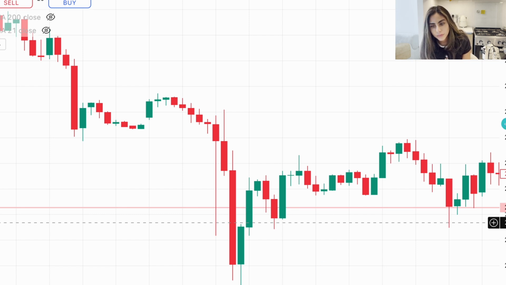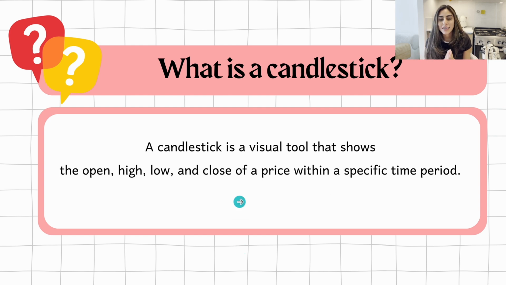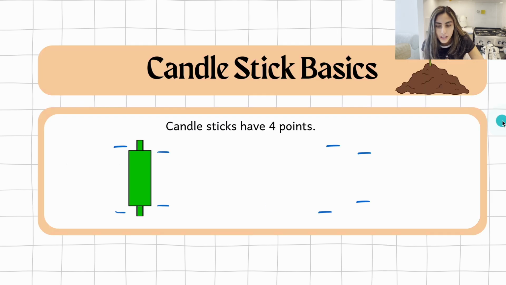Okay, so what essentially is a candlestick? A candlestick is a visual tool that shows the open, the high, the low, and the close of the price within a specific time period. Remember what we just said earlier, candlesticks have 4 points: the high, the low, the open, and the close, right? So this over here is a green candle. It has a long body.